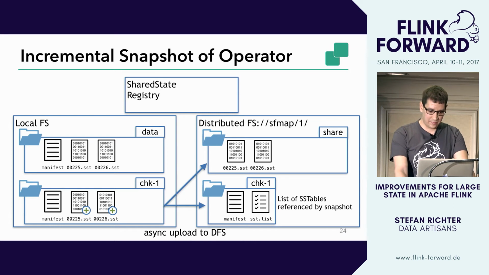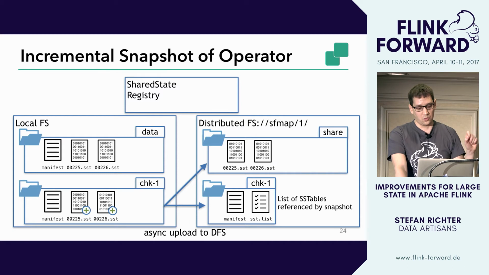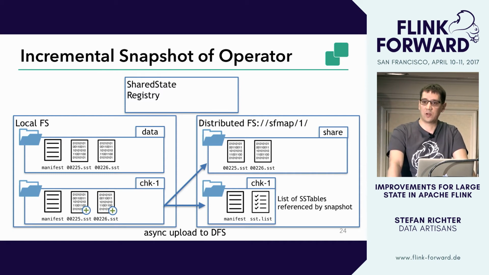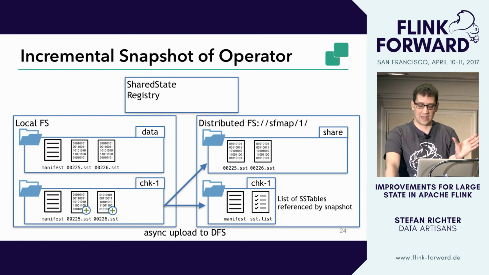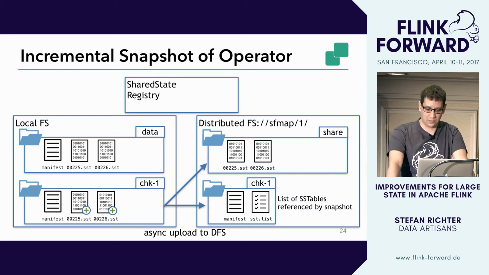In the next step, we need to figure out which SS tables we need to transfer to the shared area. We want to transfer all the SS tables that are not yet in the shared space, which in this case, since we started with the first checkpoint, means we transfer both SS tables 225 and 226. This becomes a shared area that is shared across several incremental checkpoints.